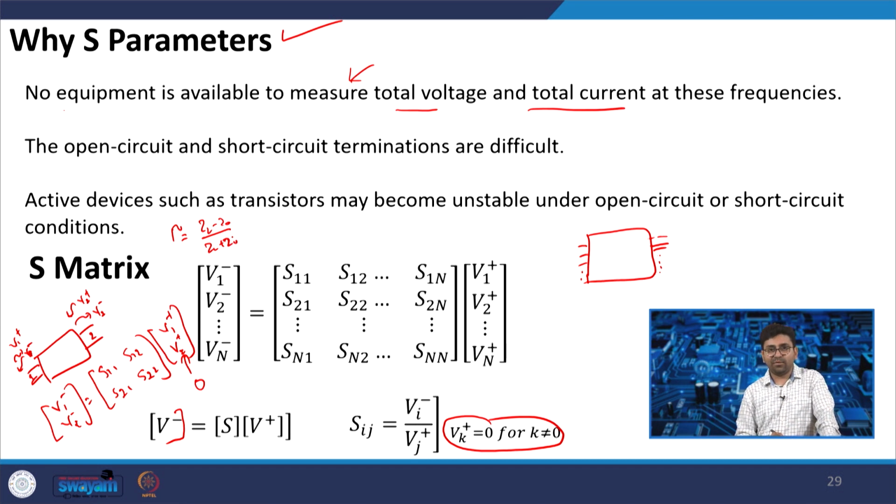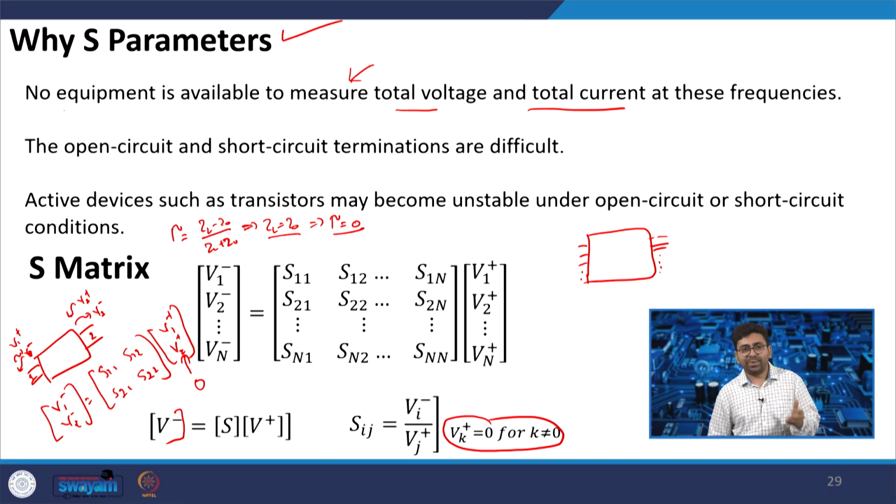So, if you make ZL equal to Z0, you will get a reflection coefficient equal to 0. So, how can you make V2 plus equal to 0? By making the reflection coefficient 0, and you connect the matched load, that is, Z0, 50 ohm impedance. You connect a matched load at the output and find the voltages V1 plus, V1 minus and V2 minus, and all the parameters can be found out.